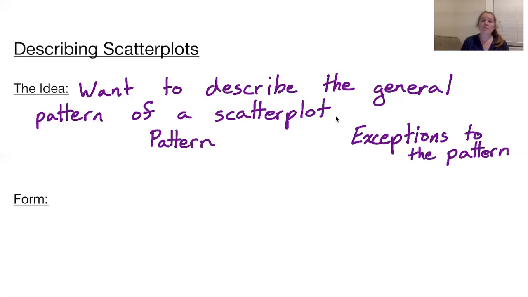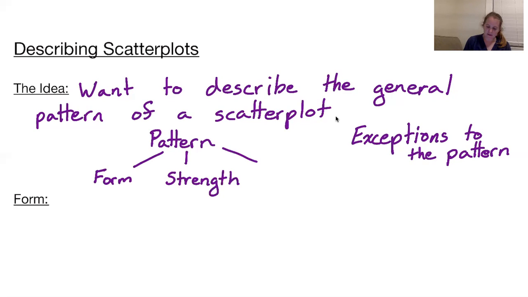For histograms, we did shape, center, and spread. When it comes to scatter plots, we will have form, strength, and direction. And we will once again call the exceptions to the pattern outliers.